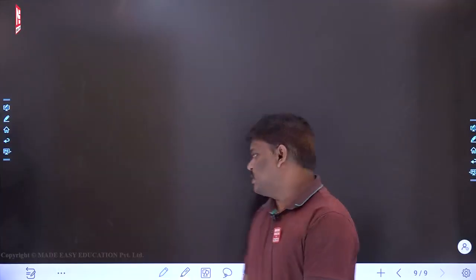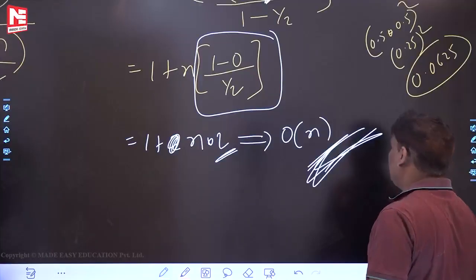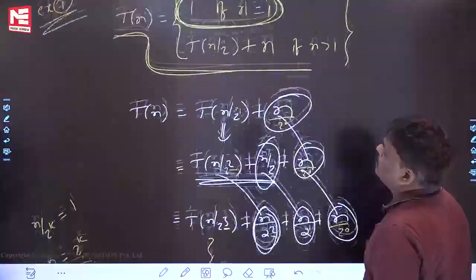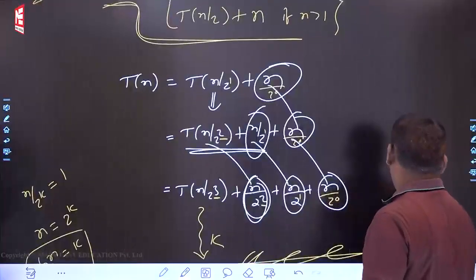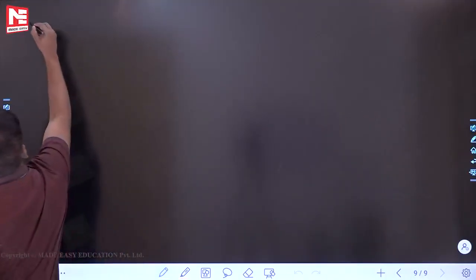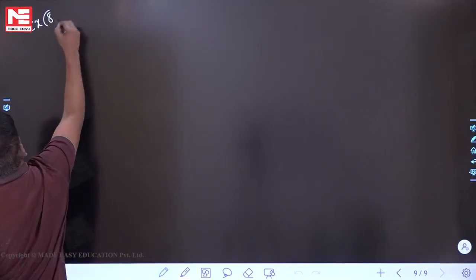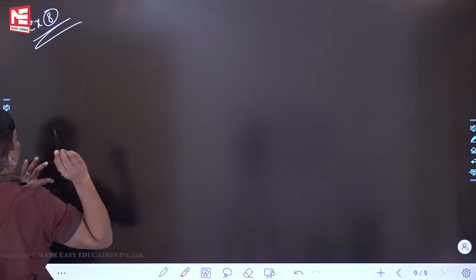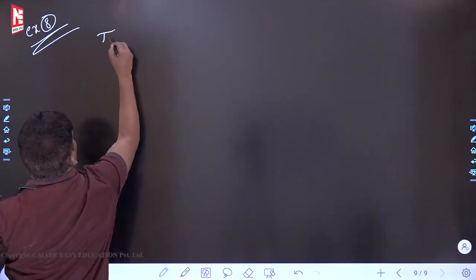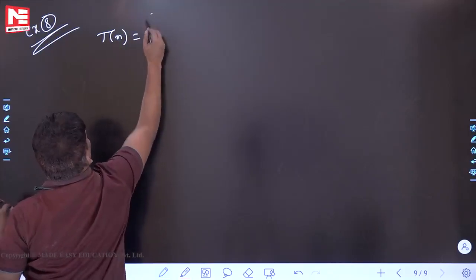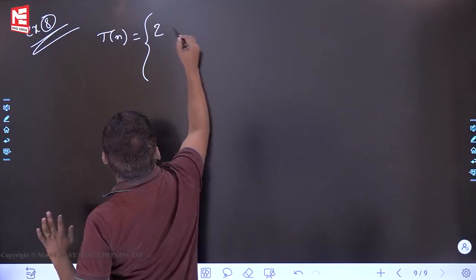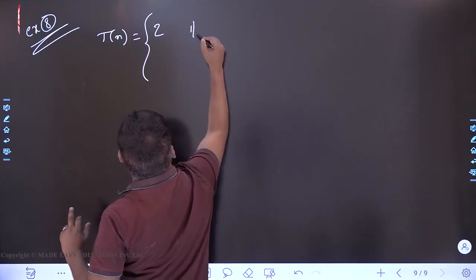Fine. See the next problem. What is the previous number? The previous number is, I think, 7. Let's go to the 8th problem. Example 8. Let's see this one. Tn is equal to 2 if n is equal to 2.